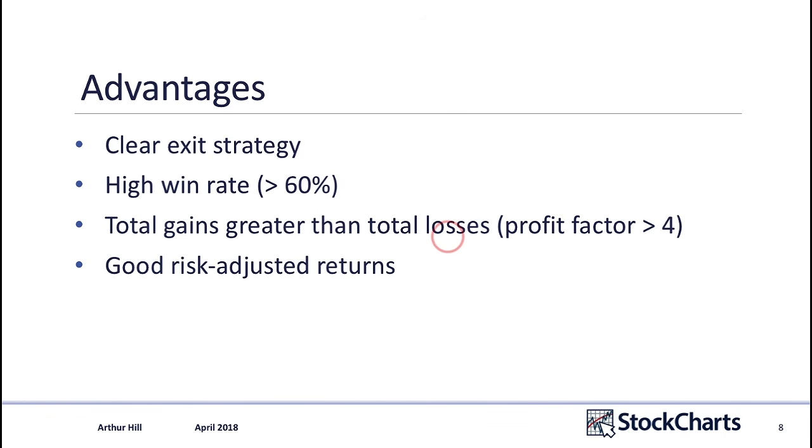And finally, we have good risk-adjusted returns because we're not in the market all the time. That time that you're not in the market means you're not exposed to risk, so you will have a higher risk-adjusted return than if you were in the market the whole time.